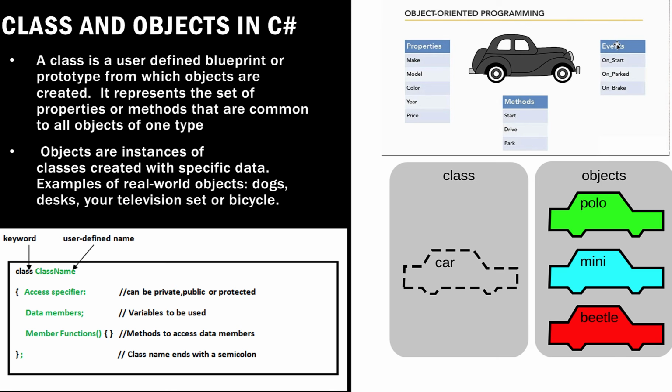Then, of course, we have what we call the events. The events are basically things that happen, okay? On start, what happens? Or on park, what happens? Or on brake, what happens? These are events that a user can define as well. All right? So that's basically the anatomy of a class and an object, right?